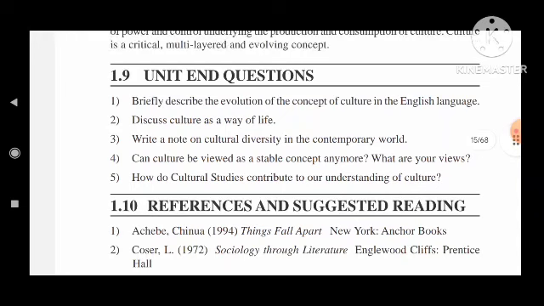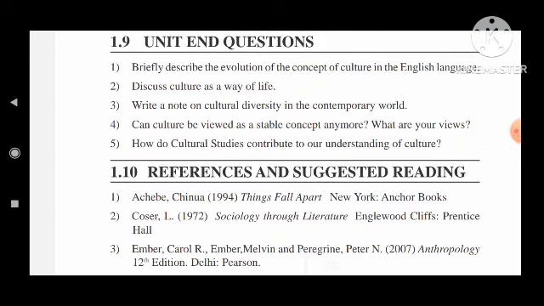Then the Unit 10 questions. Briefly describe the evolution of the concept of culture in the English language. Discuss culture as a way of life. Then write a note on cultural diversity in the contemporary world. Can culture be viewed as a stable concept anymore? What are your views? How do cultural studies contribute to our understanding of culture?